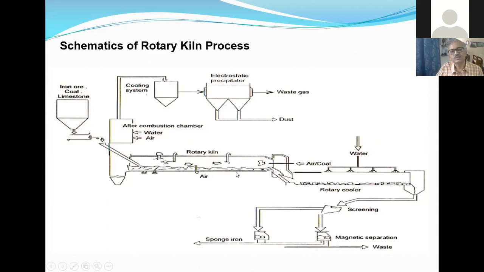So this is the way the reduction takes place and the material comes here. You do an indirect cooling, because you cannot expose the hot DRI to oxygen, as hot DRI is very susceptible to reoxidation. So by water you cannot directly quench it, it will be oxidized at the surface. So you indirectly quench it, and after that you go to screening, magnetic separation, and then you get the sponge iron.